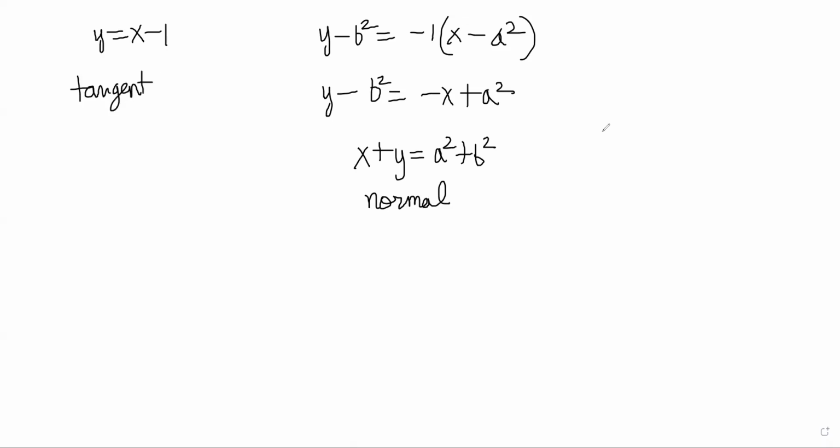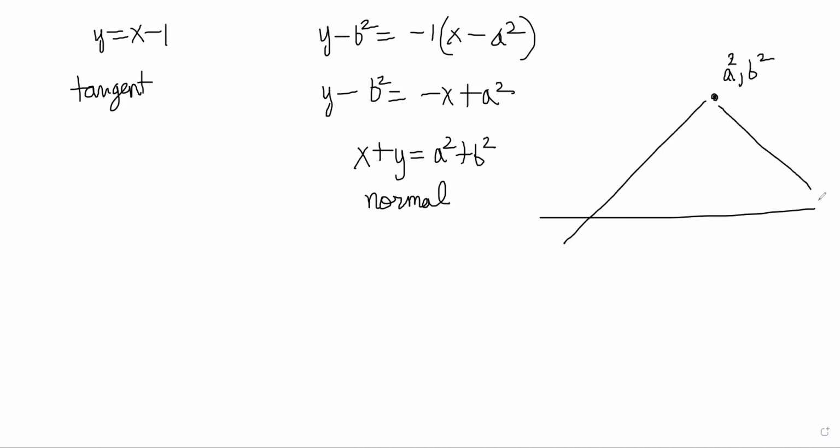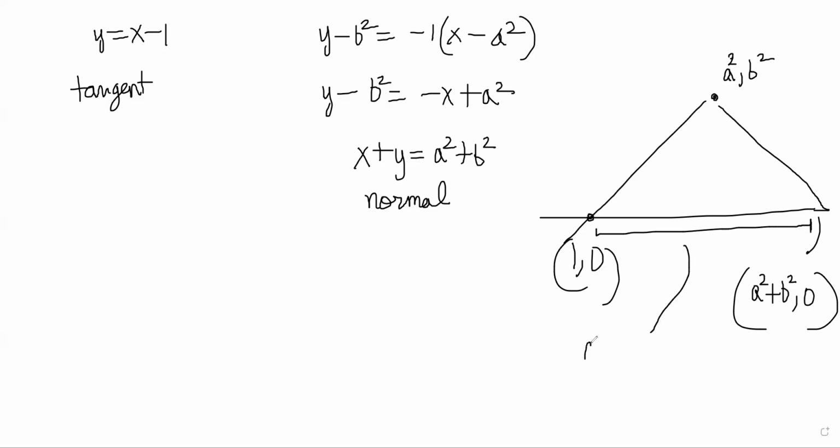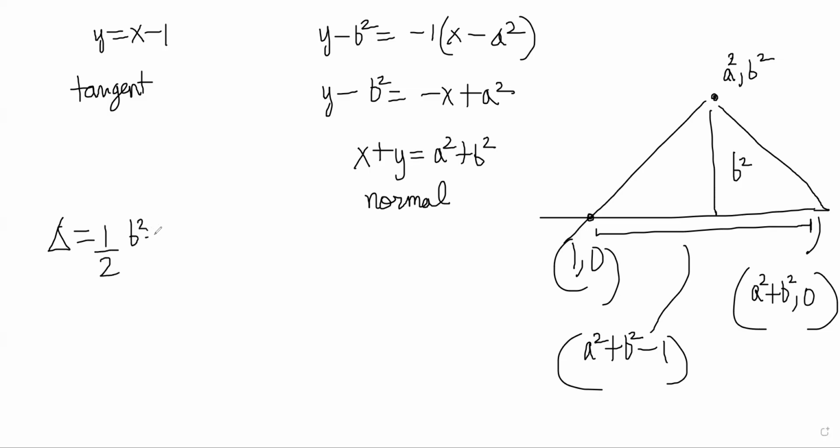We have to find the area of the triangle formed by the tangent and the normal. So this point is a square comma b square. Tangent line is like this, normal line is like this, right? So the normal line cuts the x-axis when y is equal to 0. So this point is a square plus b square comma 0. And tangent line cuts the x-axis at 1 comma 0, right? So this base of the triangle has length of a square plus b square minus 1. And the height of the triangle is b square. So area del is half into b square into a square plus b square minus 1.